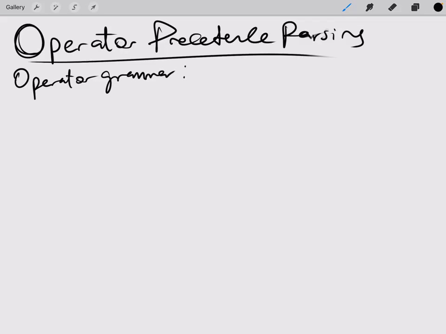An operator grammar is any grammar that has the following properties. Property number one: it has no empty on the right side of the production. For instance, if we have the non-terminal A, it should not derive an empty. This is not an operator grammar. Once this appears in any production of the grammar, it's not an operator grammar.